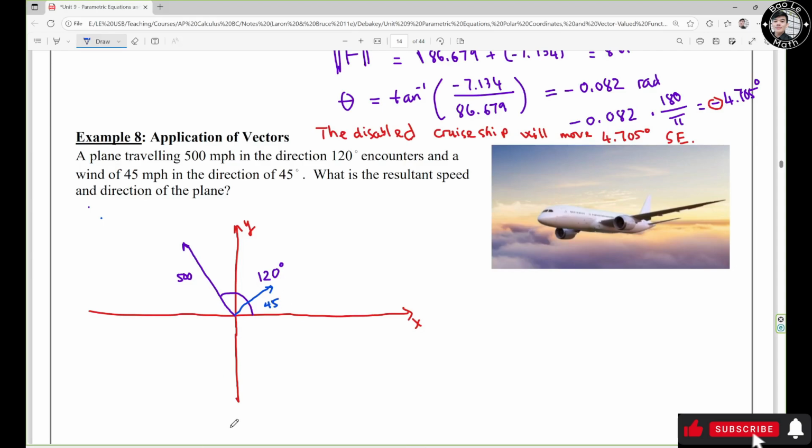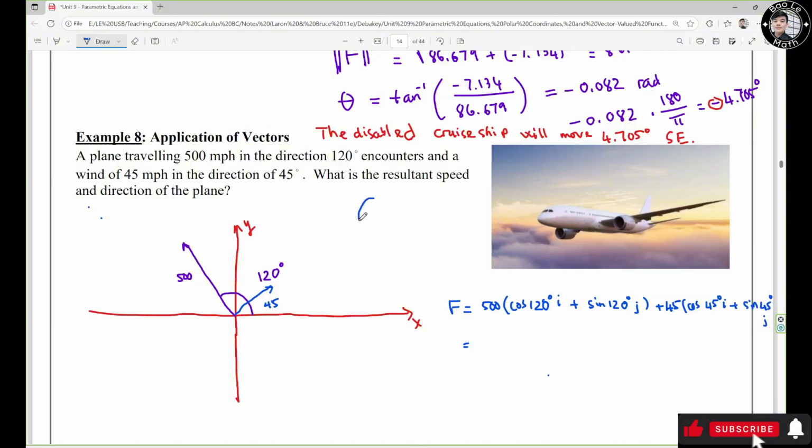So similar to example number 7, you have the resultant force. It's going to be F equals 500 times cosine of 120 degrees i plus sine of 120 degrees j, right? Plus 45 times cosine of 45 degrees i plus sine of 45 degrees j.